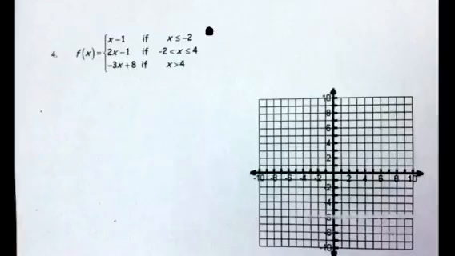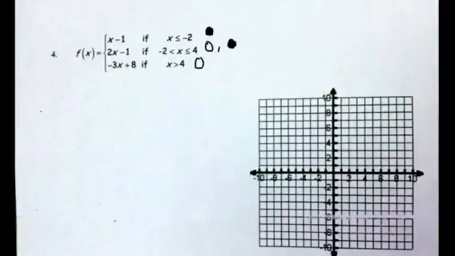For the second line, 2x minus 1, if x is greater than negative 2 and less than or equal to 4, well, anytime x is greater than negative 2, I would have an open circle, and when x is less than or equal to 4, I would have a closed circle. And this last one, since I have a greater than sign, it would be an open circle.